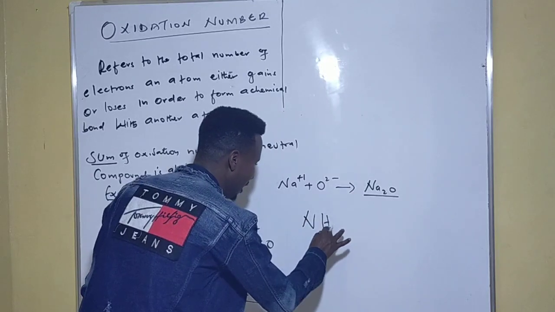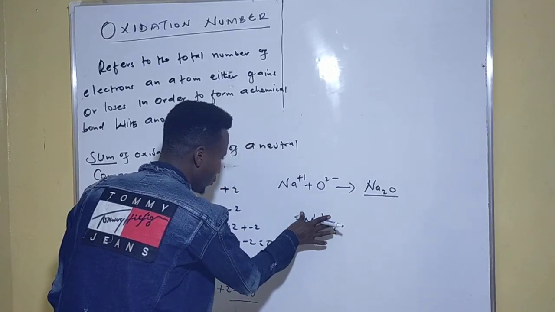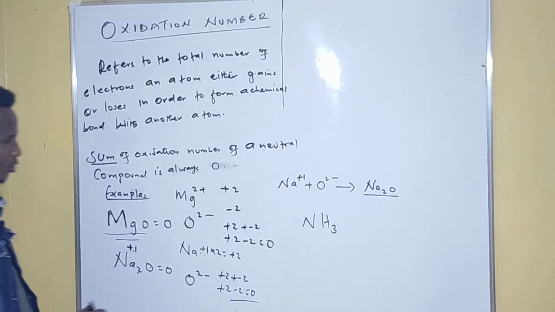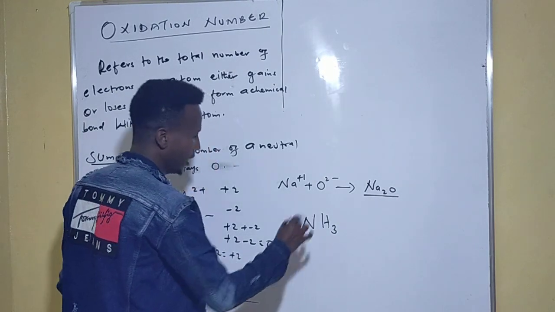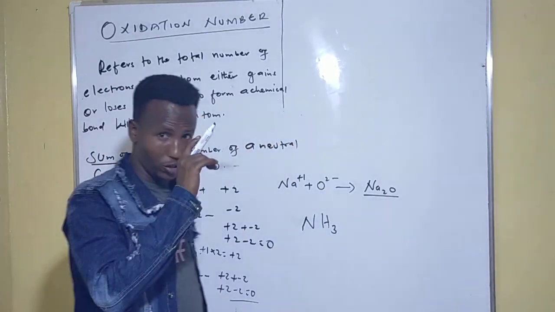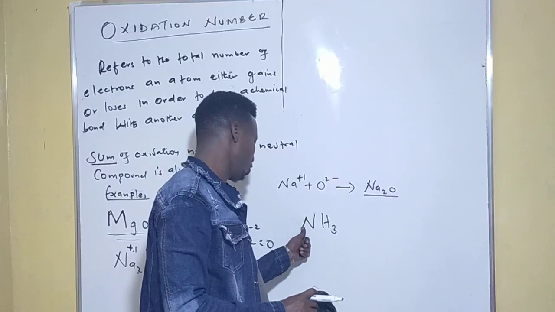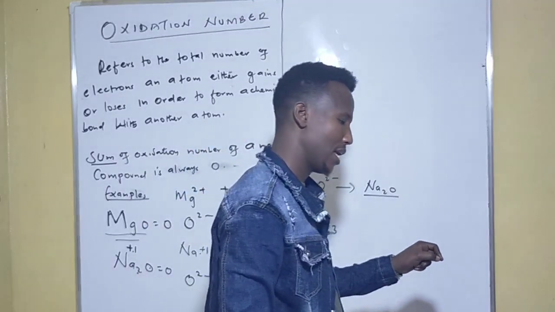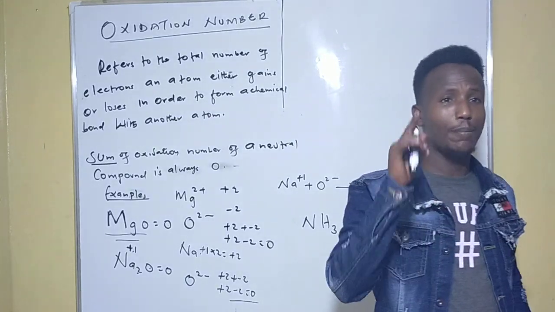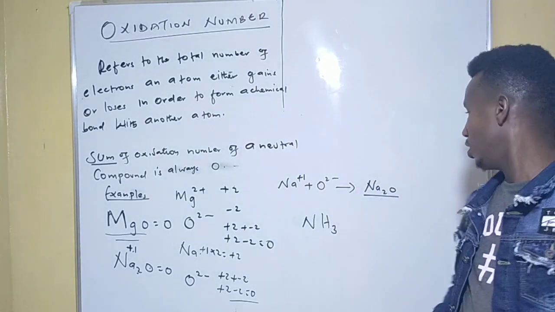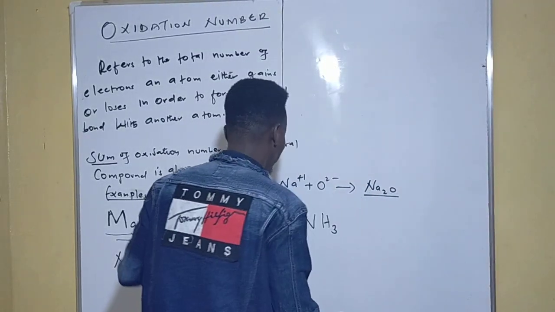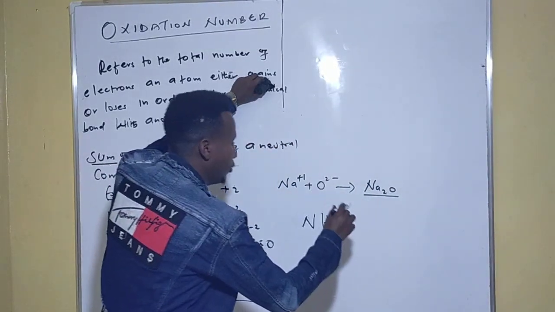Ammonia. Let me check for you this one. Ammonia is a combination of nitrogen and hydrogen. We know that. Remember, I've written here, I said hydrogen in combining with nonmetals has got an oxidation number of positive one.